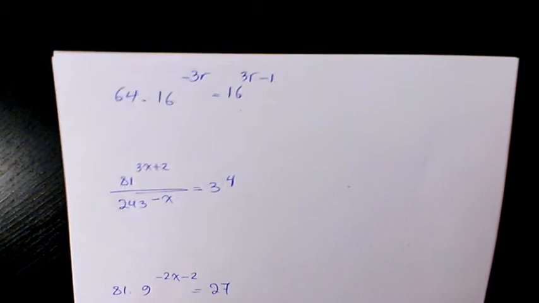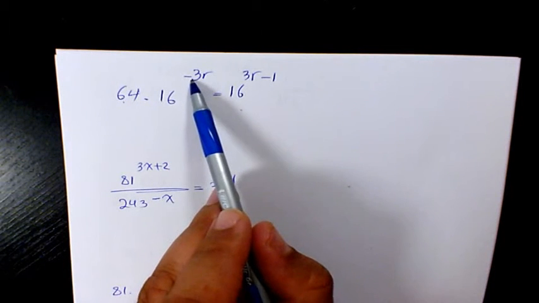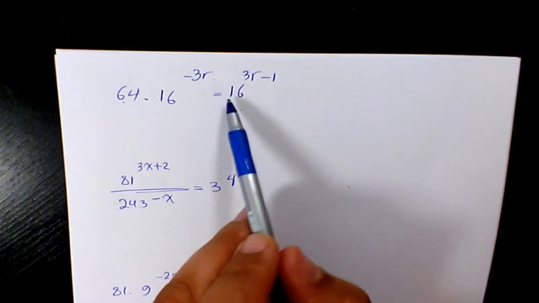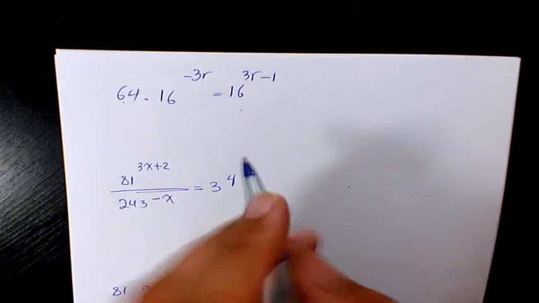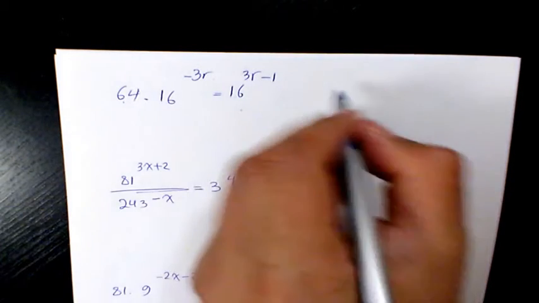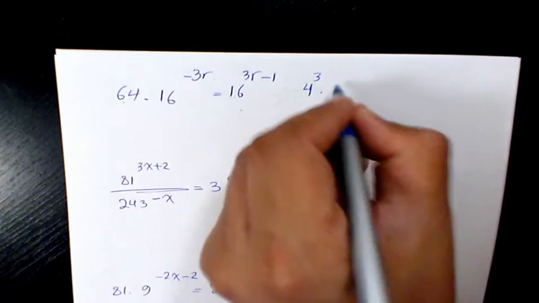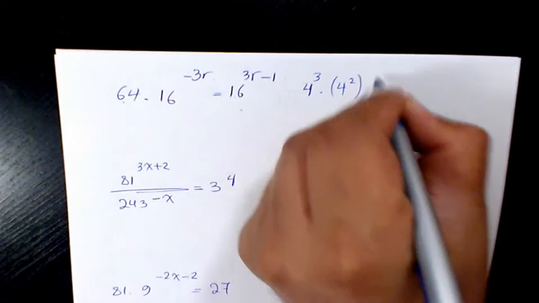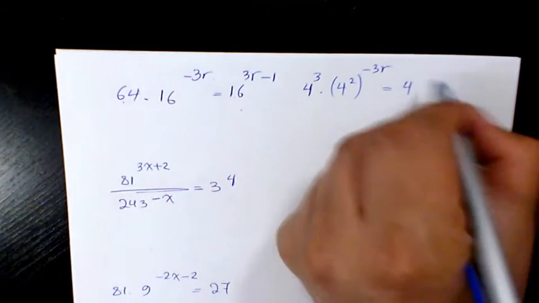Next example. 64 times 16 to the power of negative 3r equals 16 to the power of 3r minus 1. So what I can say, 64 is 4 to the power of 3. 16 is 4 to the power of 2, to the power of negative 3r. Because we need to make the bases the same.